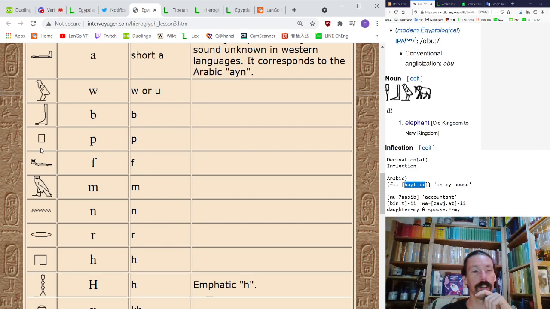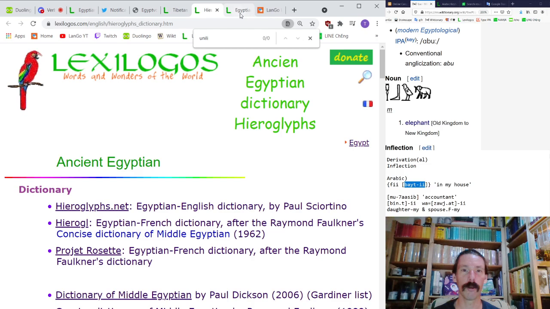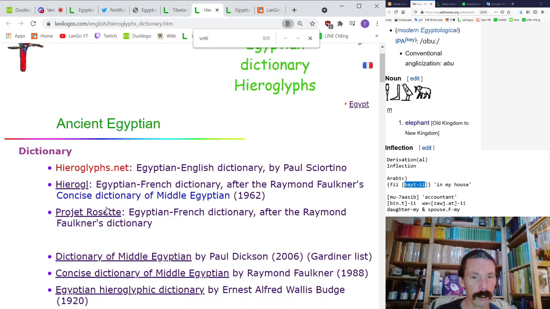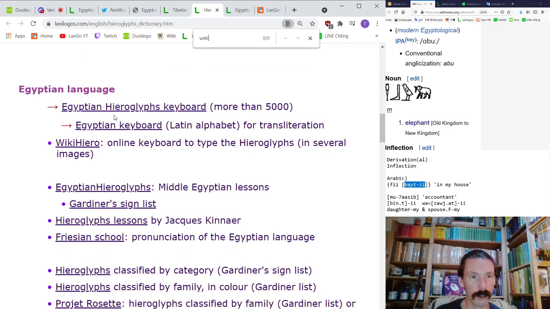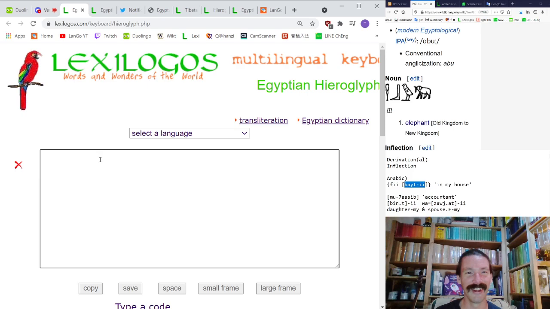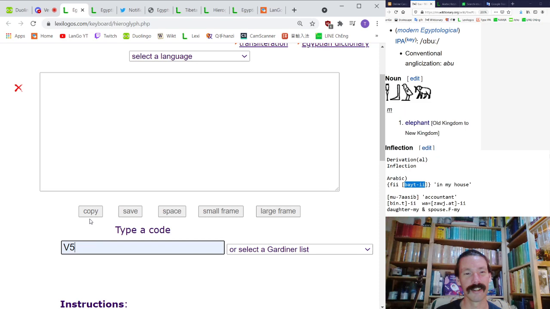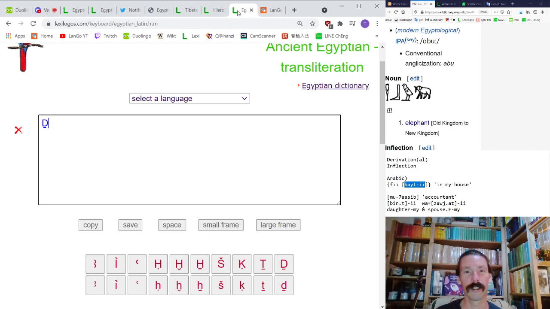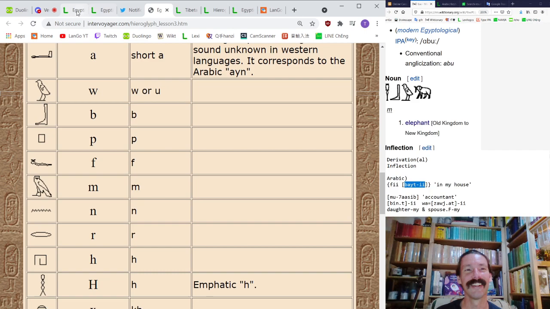Cool. All right, so do you know a way that if we wanted to just sort of practice representing things with these, do you know how we would look them up anywhere? I do know if you go... Hieroglyphs keyboard mode 5000. That's what's up. Right? That's cool, but you have to know their Gardner codes. Okay. And are you familiar with the Gardner code system? Of course I'm not.